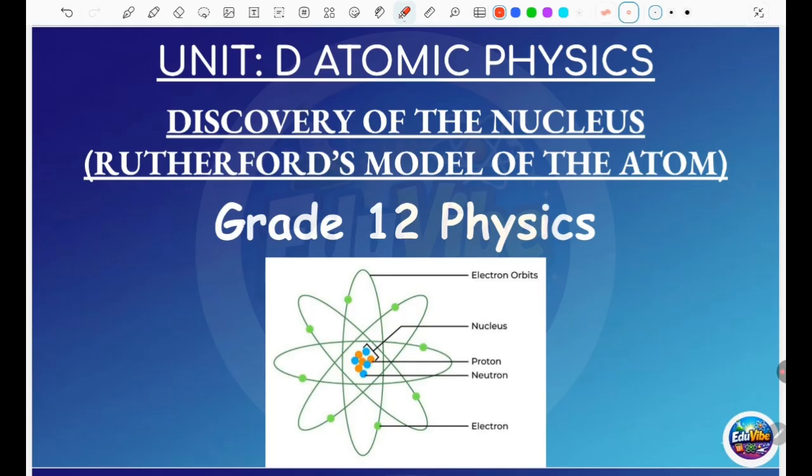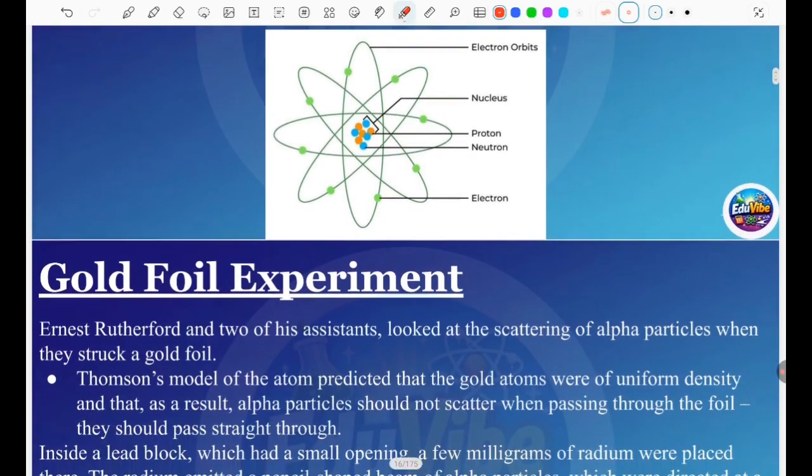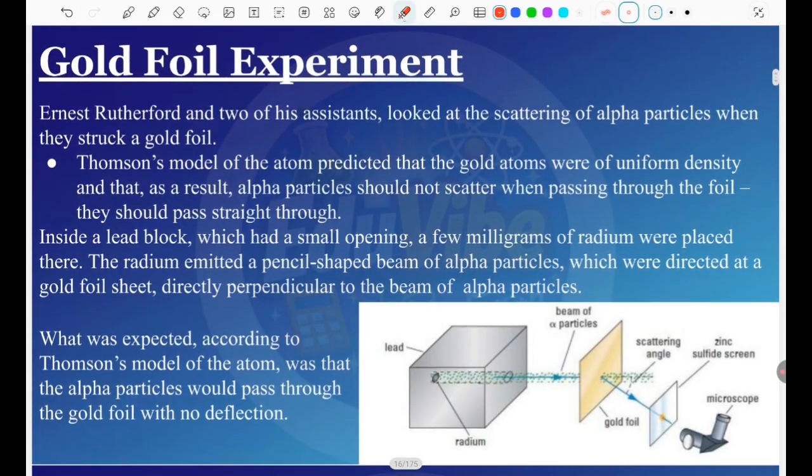So we did the discovery of the atom in the previous lesson, which was done by the Thomson model of the atom. And the drawback is that they said that the atom is made of distinct positive and negative charges. But that drawback can be addressed by the Rutherford model, and the Rutherford model can discover the nucleus too. So let's start with the experiment which they did.